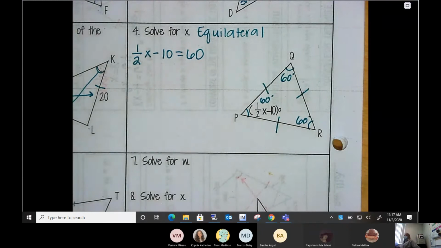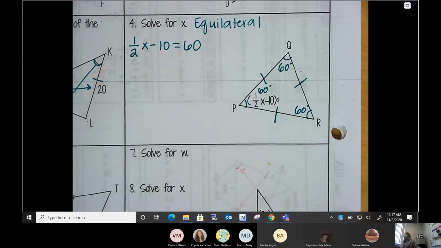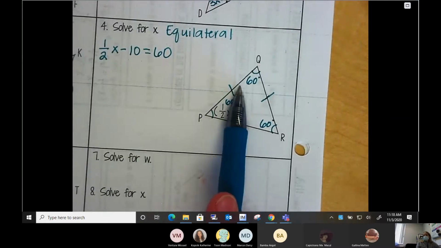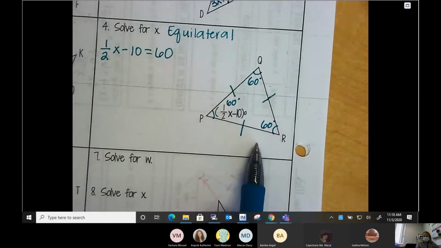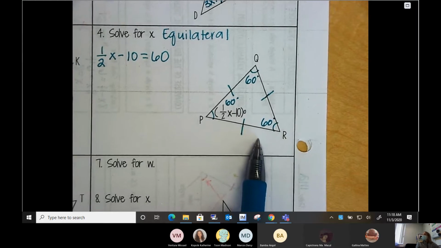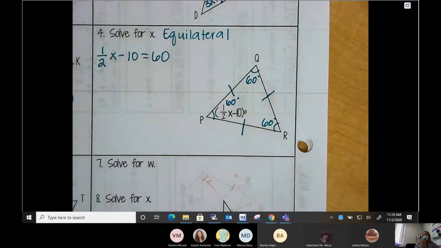What do all the angles in a triangle always add up to be? 180. So if you wanted to, you could do 1/2 x minus 10 plus 1/2 x minus 10 plus 1/2 x minus 10 and set it equal to 180. It will still give you the same answer, just need a little bit more work.